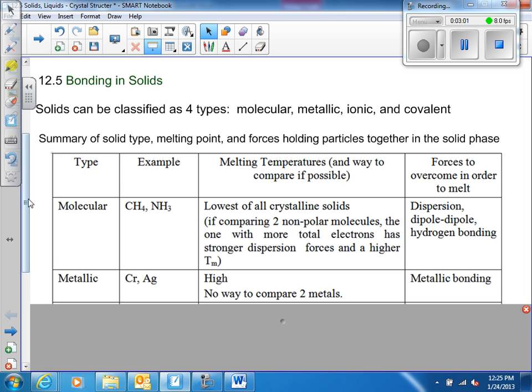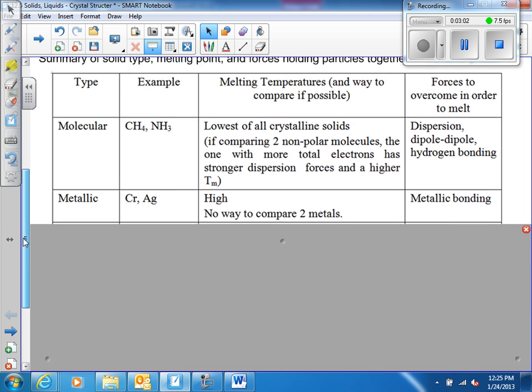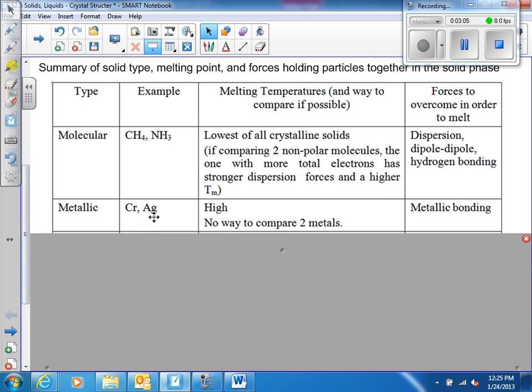Okay, metallic solids: chromium, silver, any metal would be a metallic solid. Metallic solids typically have very high melting points, and we wouldn't compare two metals with one another. They're held together through metallic bonding, and again, you'll see a model of that a little bit later.